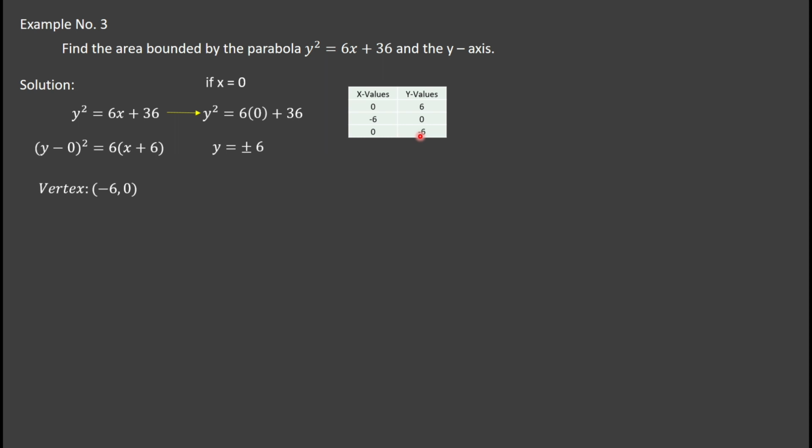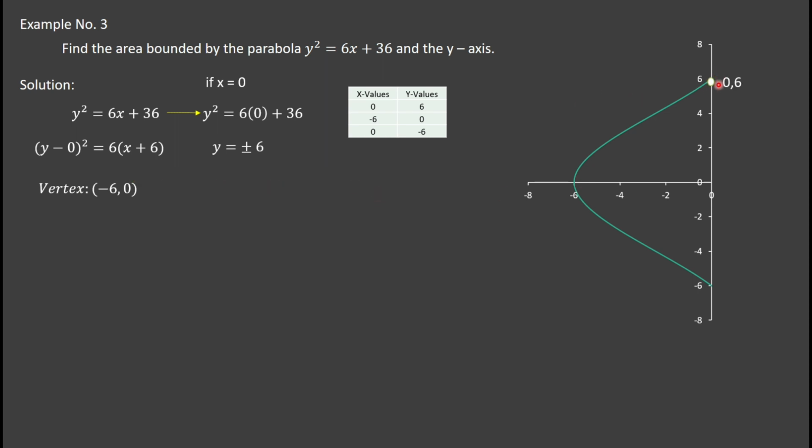So we can plot in the Cartesian plane, and our graph looks like this. The graph is opening to the right. From these coordinates, we have 0 and 6, this point also 0 and negative 6, and this is the vertex of the parabola, negative 6 and 0. We indicate here the horizontal strips. So from the distance here to the y-axis, that is our x, then the y.